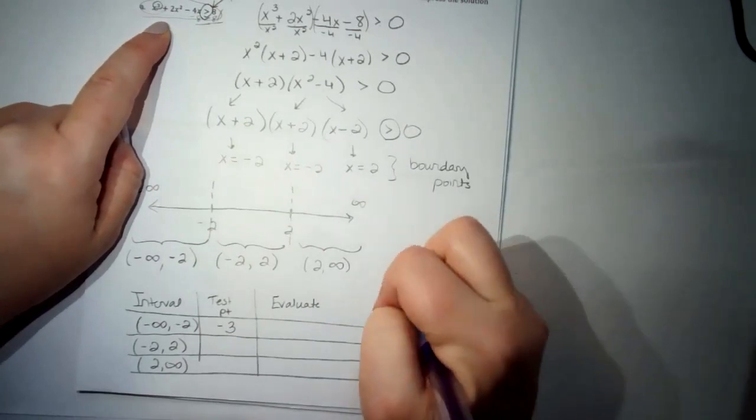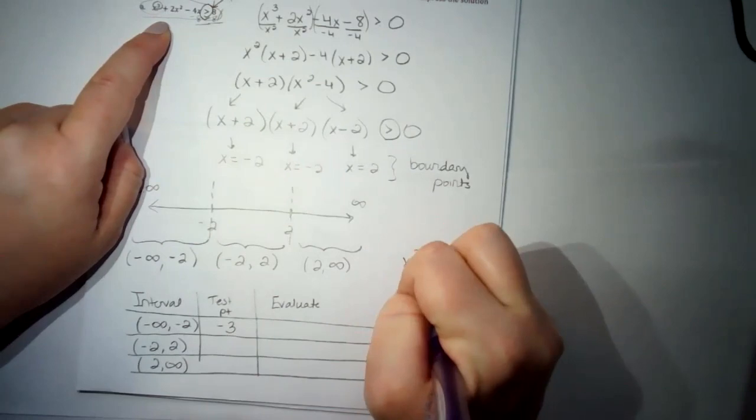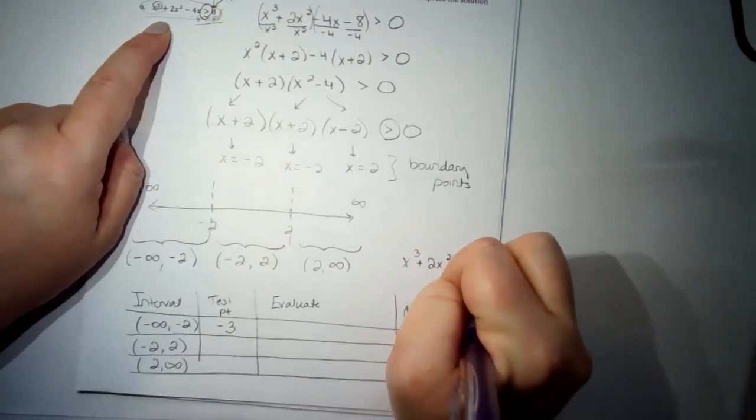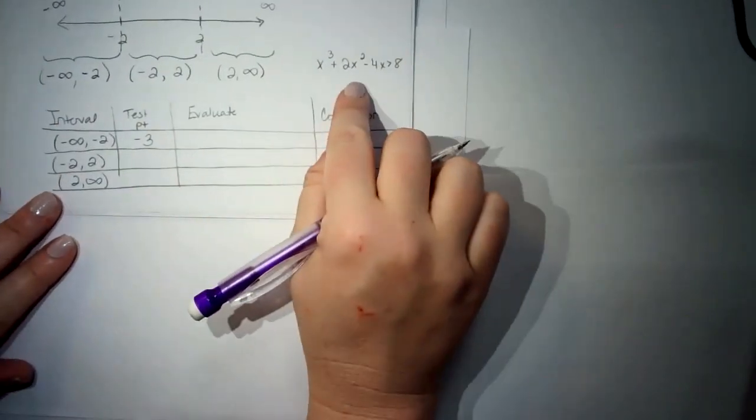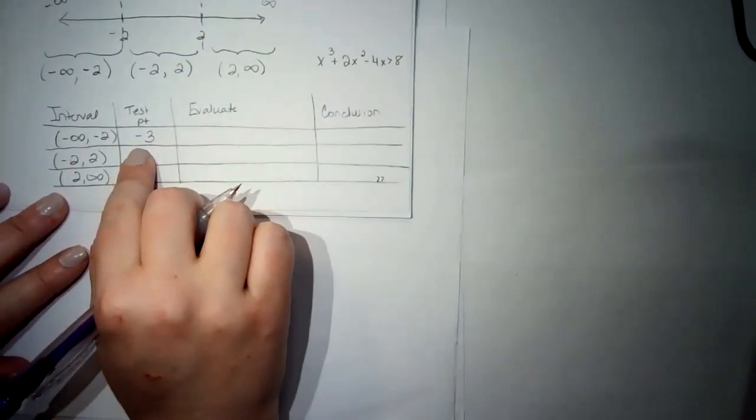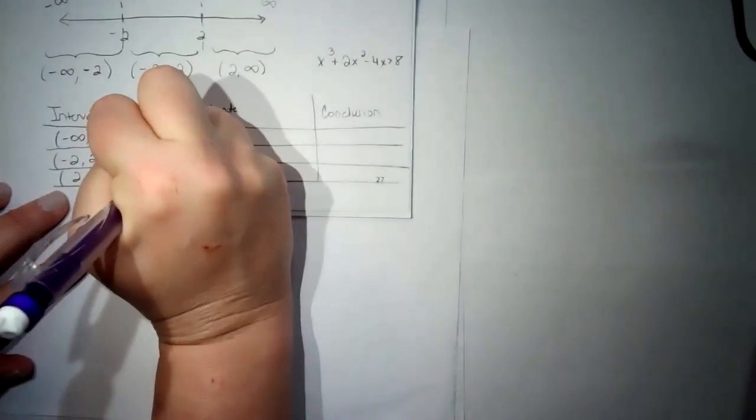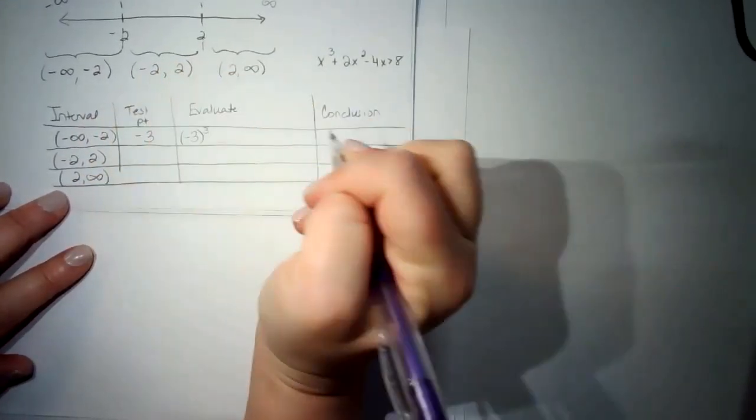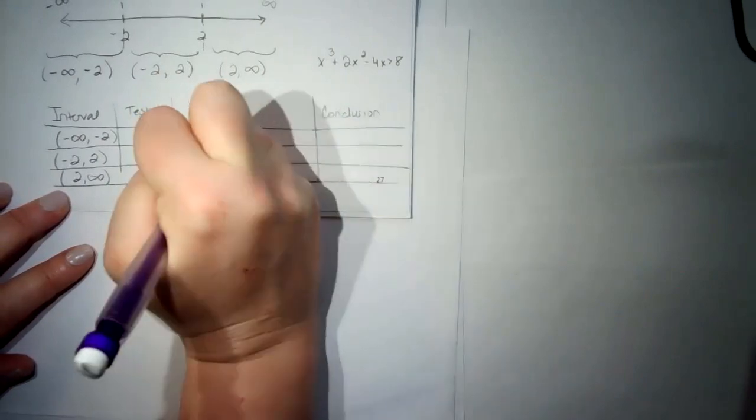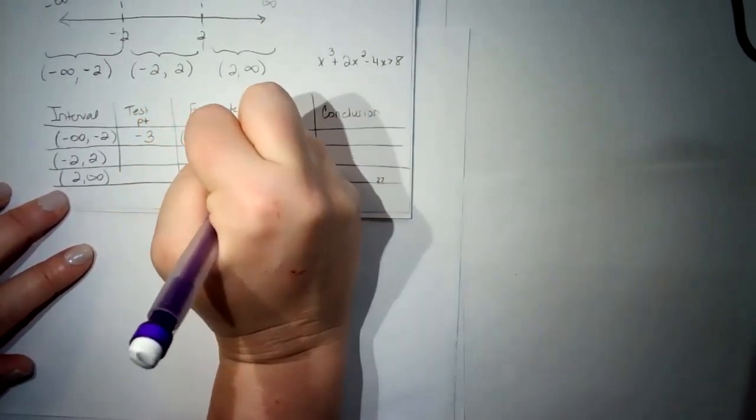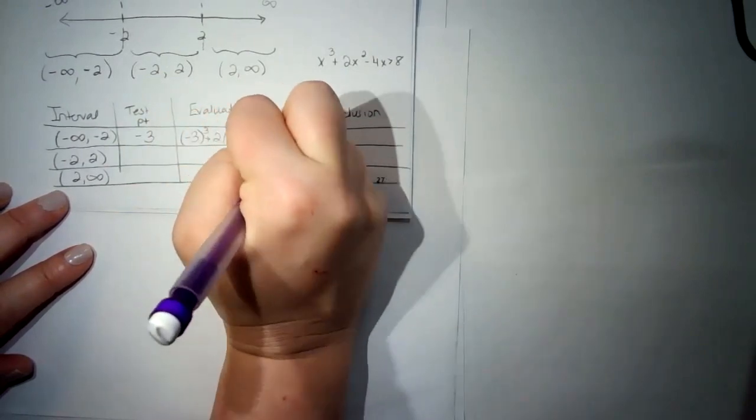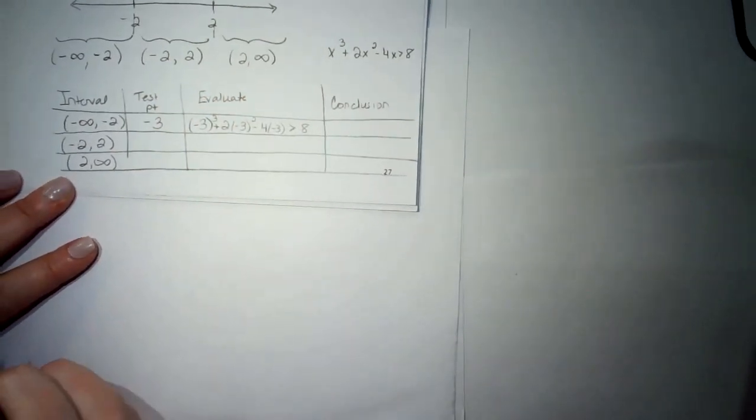Okay, so I'm going to write the polynomial down here just so I don't have to keep going back up there. That was my original problem. So what I'm going to do is take my test point and plug it in for x. So I'm going to have -3 cubed plus 2 times -3 squared minus 4 times -3. That's supposed to be greater than 8. Okay, that's the plan. Everybody see kind of what I did there?